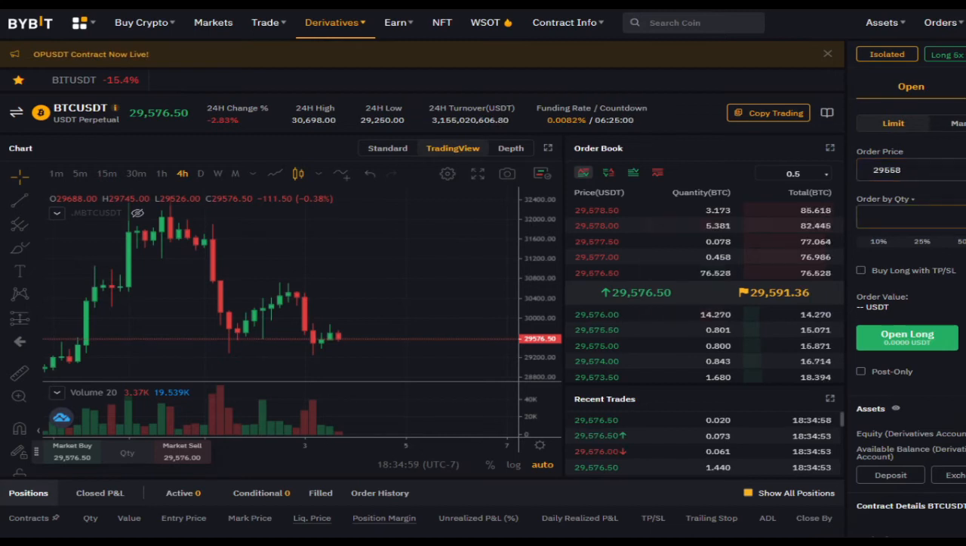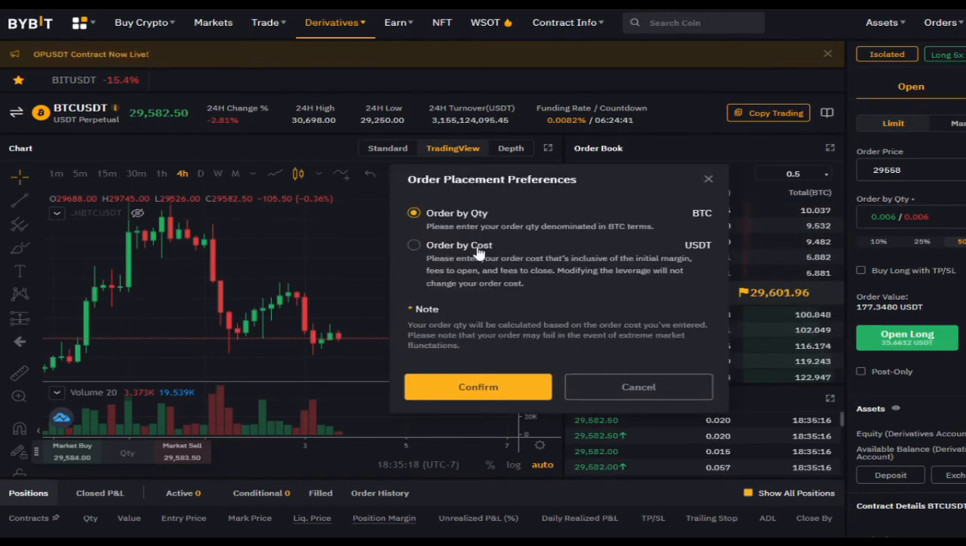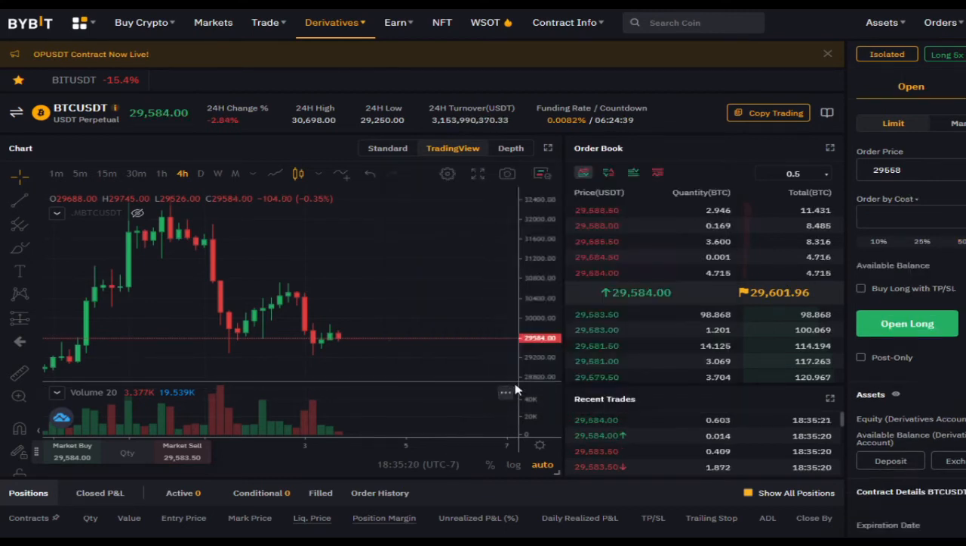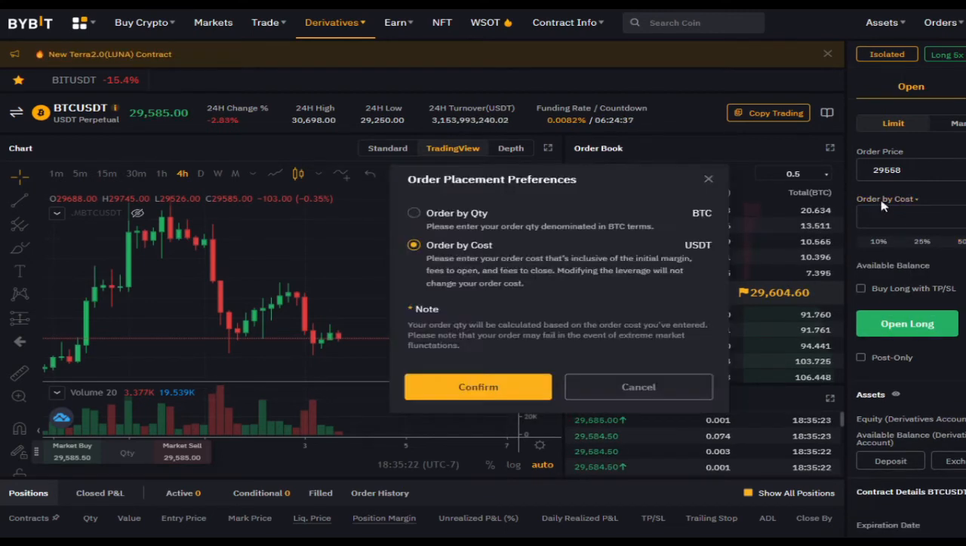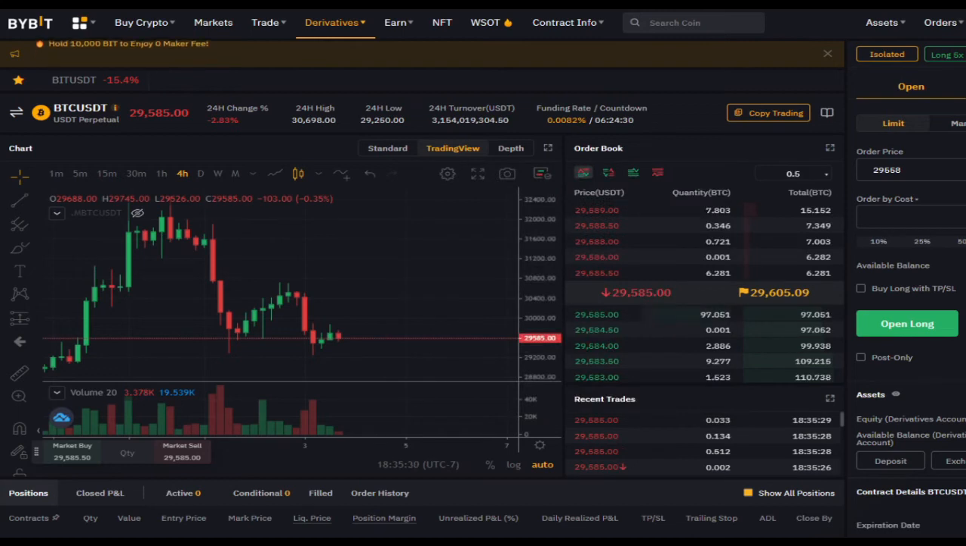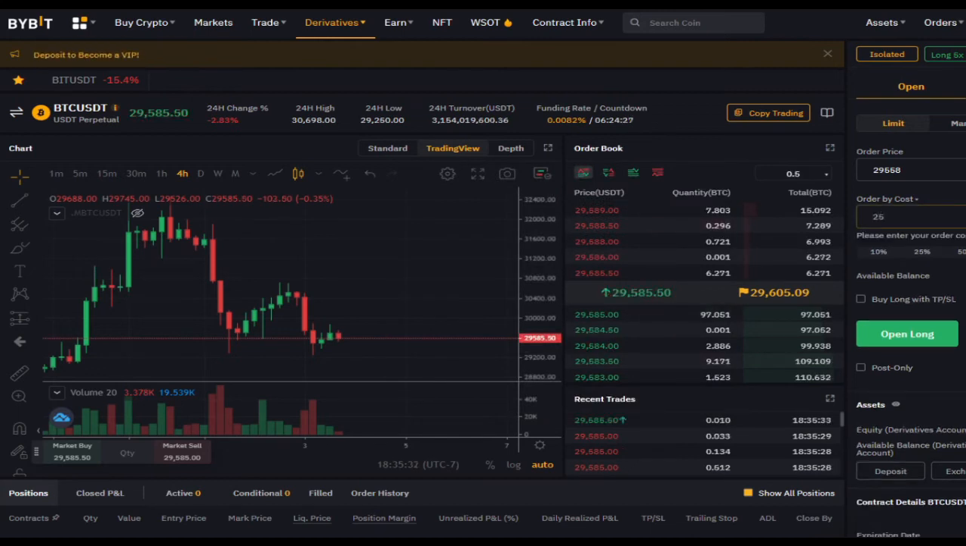And the quantity. So the quantity is how much Bitcoin, which is really just how many dollars you have. So you can put in 50% of your account. It'll tell you the order value right here. Remember that this order value has a 5x multiplier on it right now for shorts and longs. So you change this to order by cost, so that you're not trading in BTC. It might just be a little bit easier for you to understand. So order by cost, USDT. How much do you want to put in? We're going to do 25 bucks.